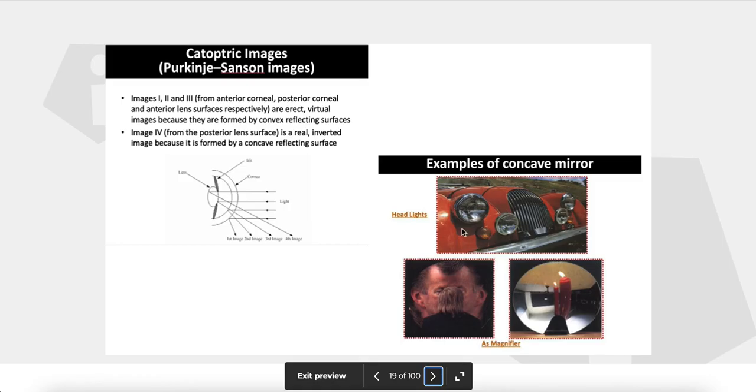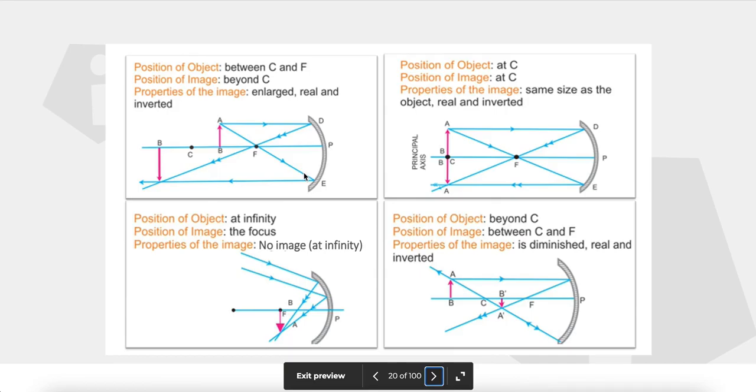As you can see here, a practical example for a concave mirror is its use in headlights or as a magnifier, so the image is not always diminished in size. The character of the image will be dependent on the location of the object. In other words, if the object is present between the center of curvature and the focus, then the image will be present beyond the center of curvature, and it is real, enlarged, and inverted. If the object is present at the center of curvature, the image will also be present at the center of curvature, and it will be real, inverted, and of the same size.